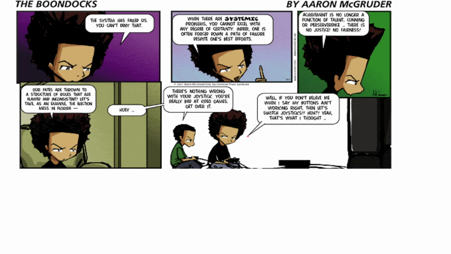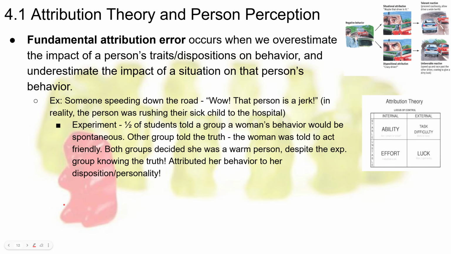So Huey is saying here that everything that's going wrong in the world is because of the system. This environment is out to destroy us and manipulate us and do us wrong. Riley says, no, it's not that. It's you're bad at video games. So he's making a dispositional attribution. So you can see people view events differently through different lenses, and that can lead to, again, this dichotomy of a situational versus a dispositional attribution.